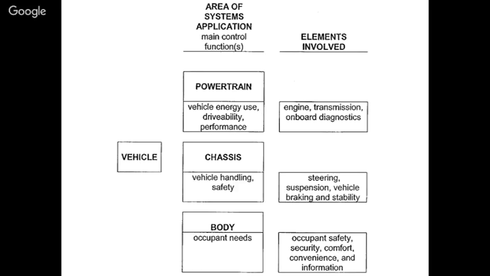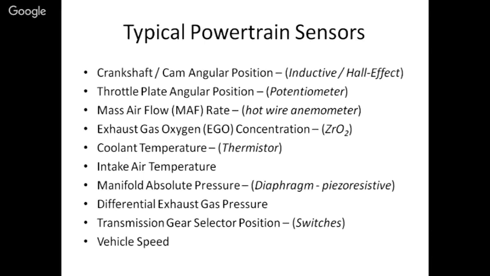So first of all, let us see the powertrain sensors. These are the typical powertrain sensors. As Dr. Khatri said yesterday, the crankshaft angular position sensor is a very important sensor because it tells the ECU when to ignite the ignition coils or when to trigger the injectors, like that. The crankshaft or the cam angular position sensors can be of many types, but in automobiles they are primarily inductive type or Hall effect type.